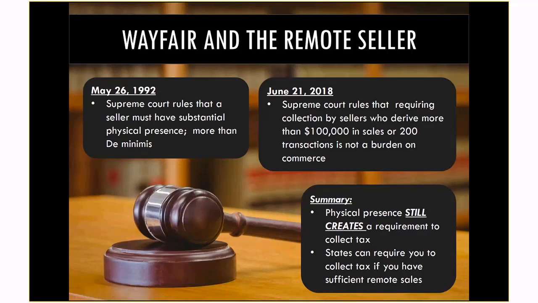In 1992, the Supreme Court said that a seller must have a substantial physical presence in a state before that state can make a seller collect their sales tax. For example, a few stray catalogs floating around in a state isn't enough. But having inventory stored there, having an employee living there, having an employee performing certain activities in a state, that is enough to create that substantial physical presence. And that standard is still in play.